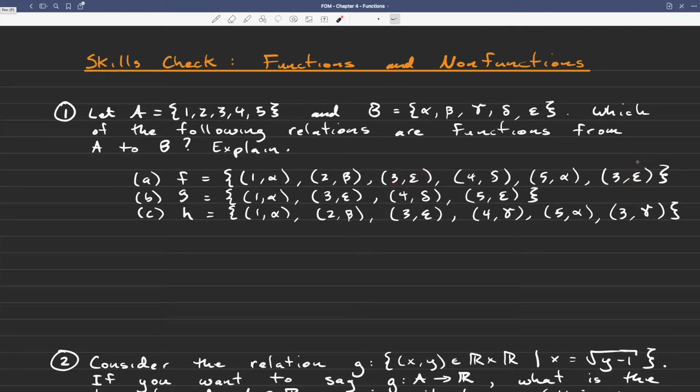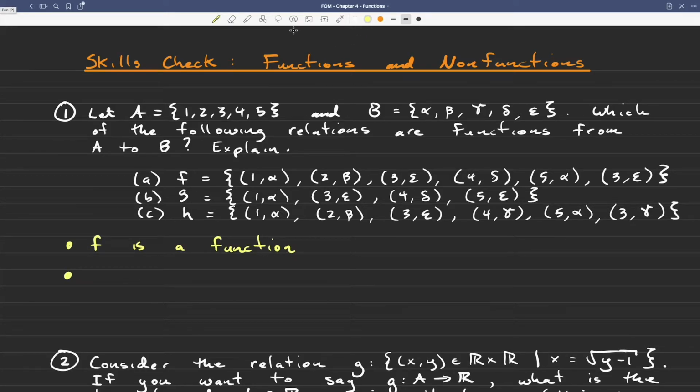So what's really going on is that I've just repeated this ordered pair twice. So it's redundant, right? I can just basically get rid of that 3 epsilon because I've already got 3 epsilon over here. And because of that, it's still a function. So I do have a repeated first element, but it's paired with the same second element. So f is a function, having checked all 3 properties.